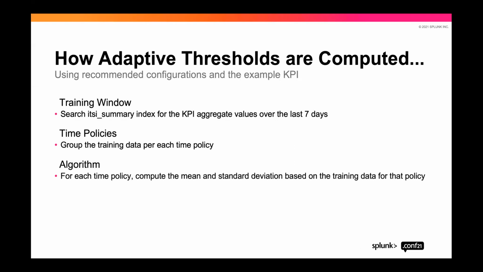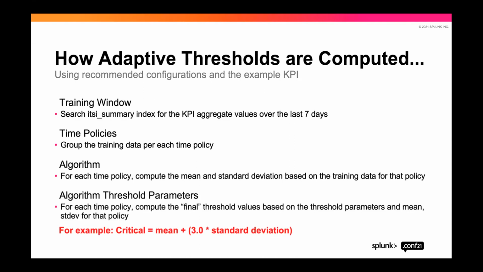Next is the algorithm. And again, for each time policy, whether it be standard deviation or static, it's computing the mean and standard deviation from that mean based on the training data for the policy. And then finally, algorithm threshold parameters: for each time policy, compute the final threshold values based on the threshold parameters in the mean and standard deviation.